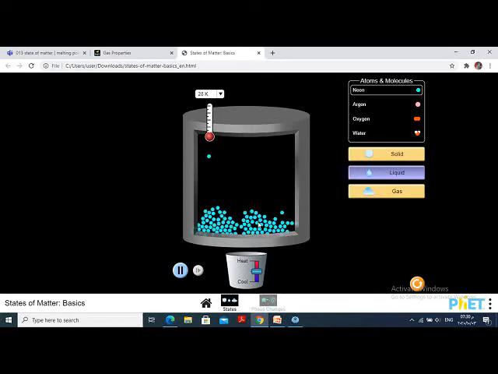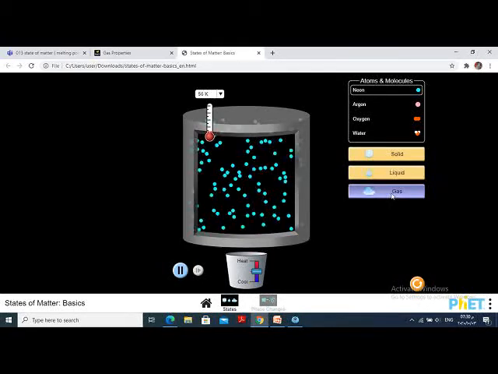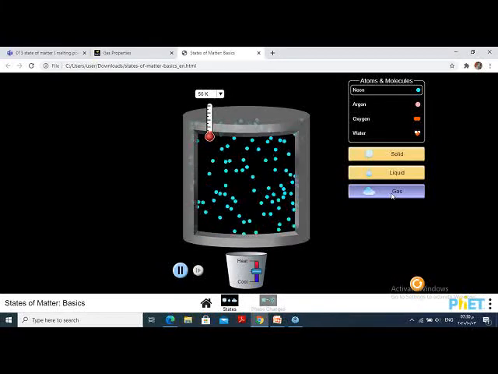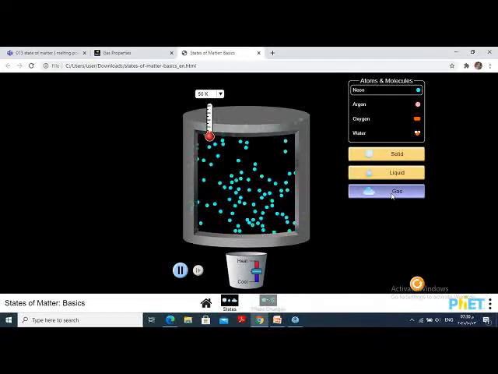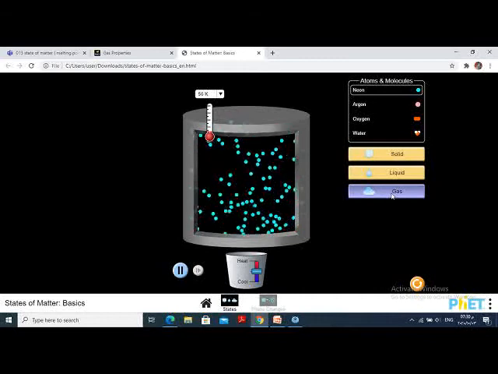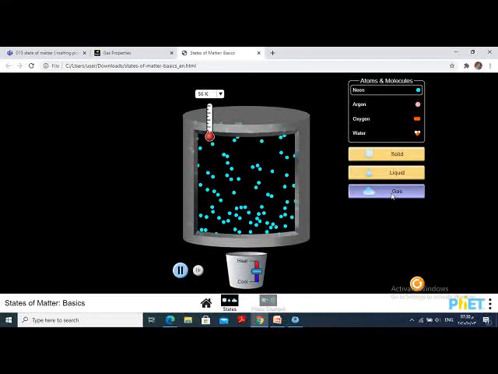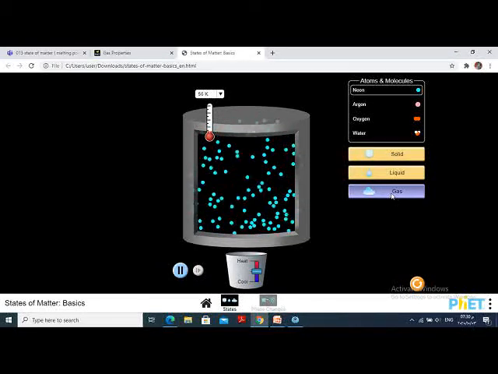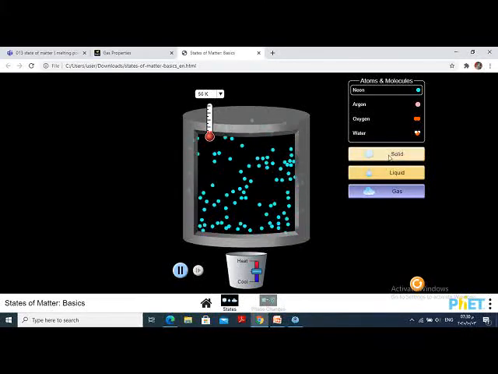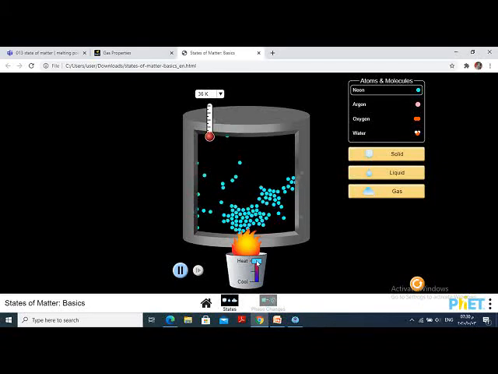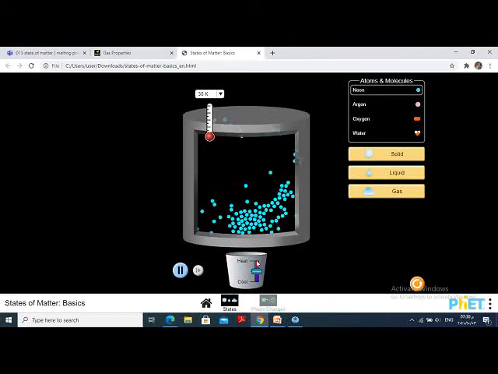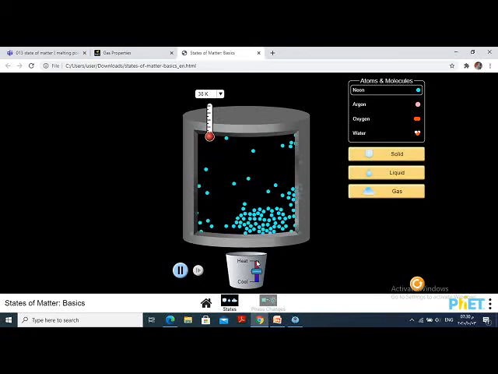So they can move. But in gas, particles can move in any direction, in any way, freely inside the container, because we have random motion. And the last thing I will talk about: when we add thermal energy to the particles, they will move faster.